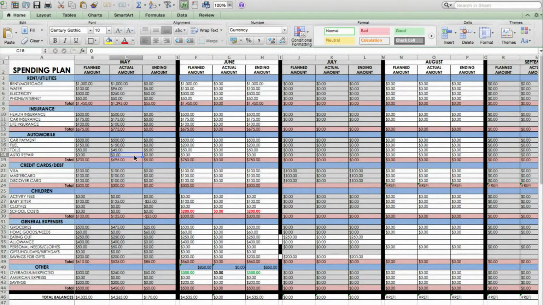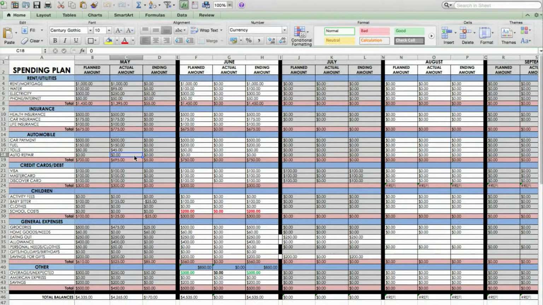So for instance, school costs, that's something that always sneaks up on me in August. It seems like we spend so much money getting the kids back to school, and I never plan for it because I always don't think about it. So in order to prevent forgetting about it, you would go all the way over here to August, and you would plug into that boundary account what you're going to spend, so that you'll know about it.